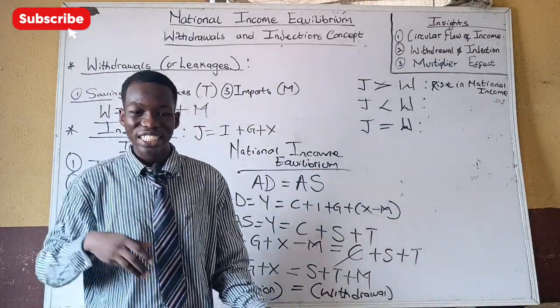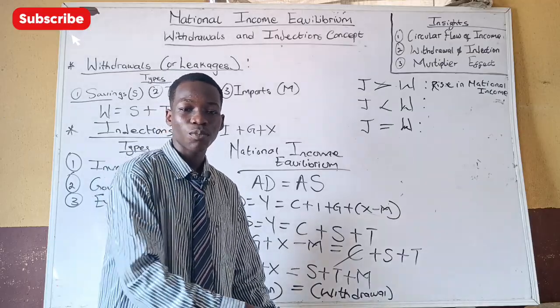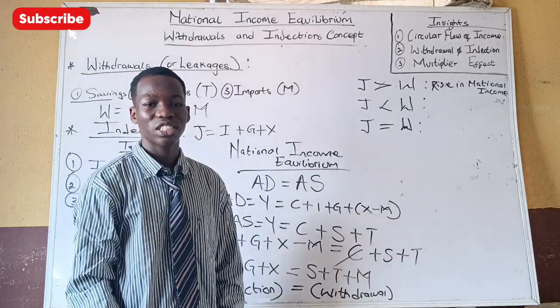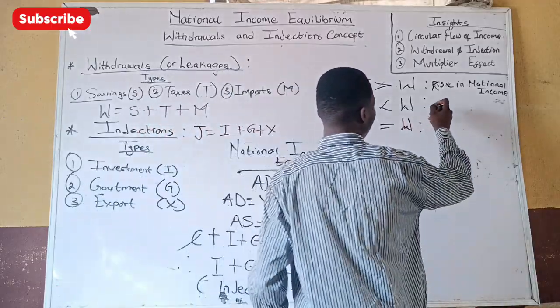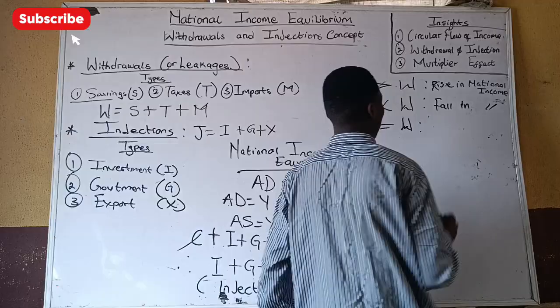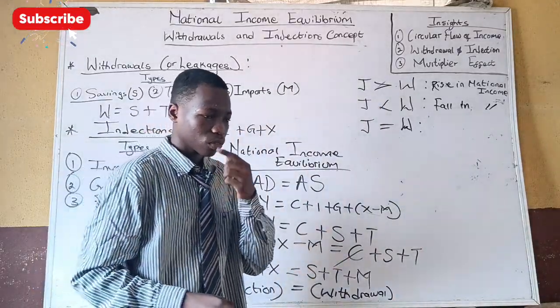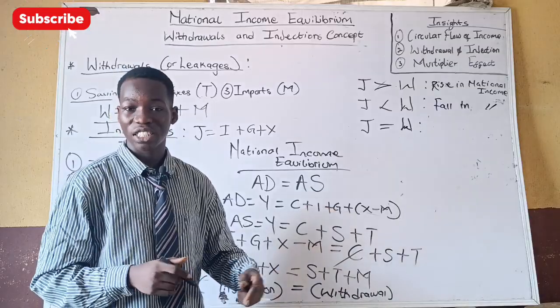But when the money that is injected into the circular flow of income is less than the money that is withdrawn from the circular flow of income, there will be a fall in national income. Sorry about that.